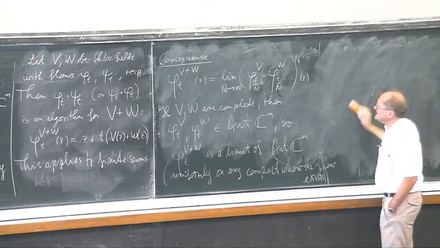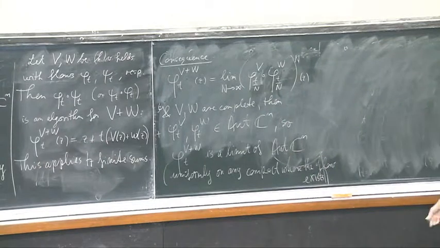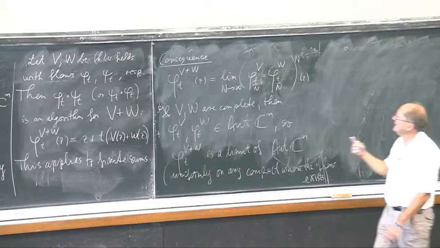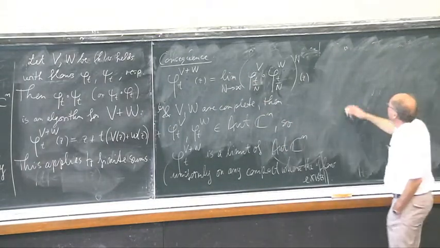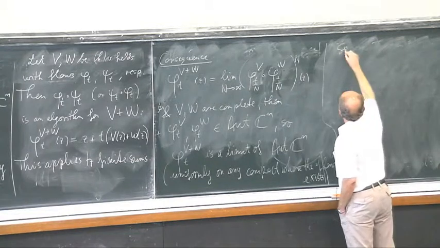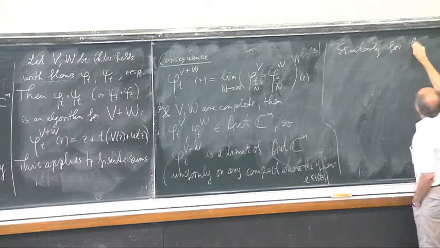In general, of course, it is not true that the sum would be complete. You can find immediate examples. It's almost never true that the sum of two complete fields is complete. But you have this statement, which is good enough for us. Okay, so there is a similar story for Lie brackets.